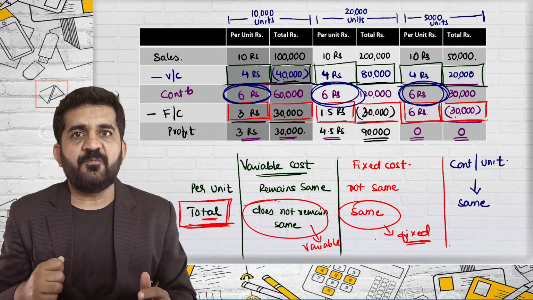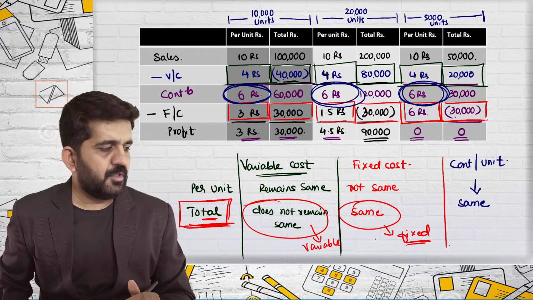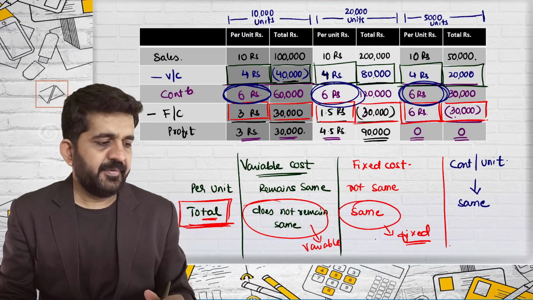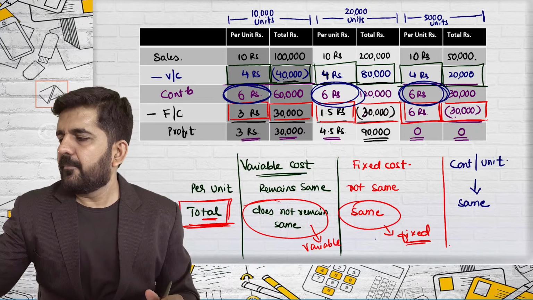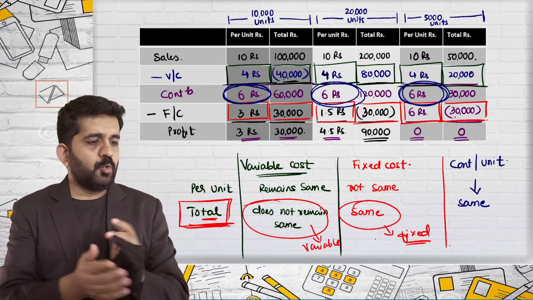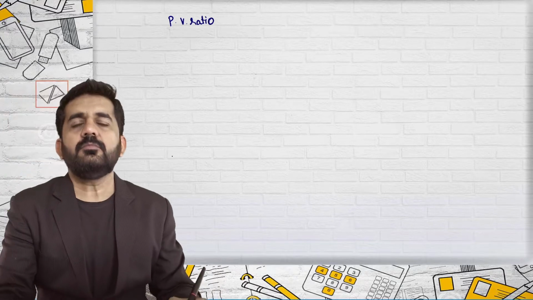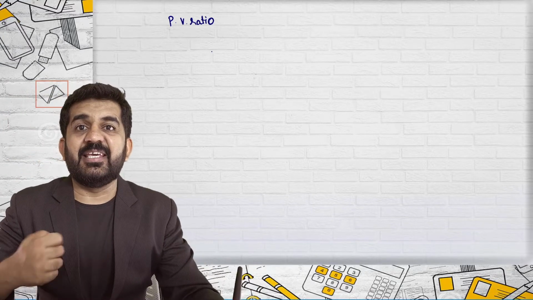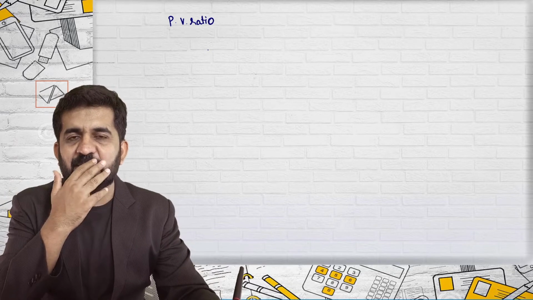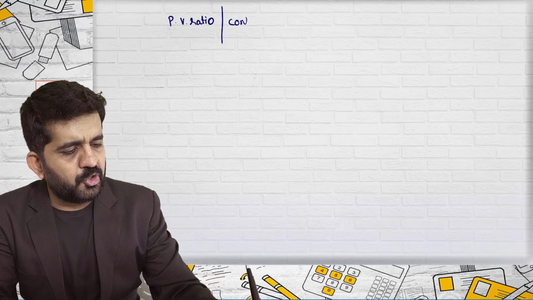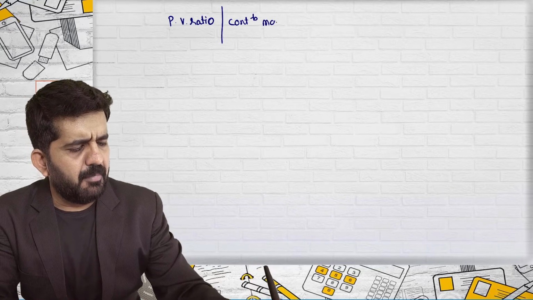This is the idea of variable cost, fixed cost, or contribution. We are going to a new idea, which is PV ratio. It is not PE ratio. In finance, PE ratio means MPS divided by EPS. PV ratio is also termed as a contribution margin ratio.